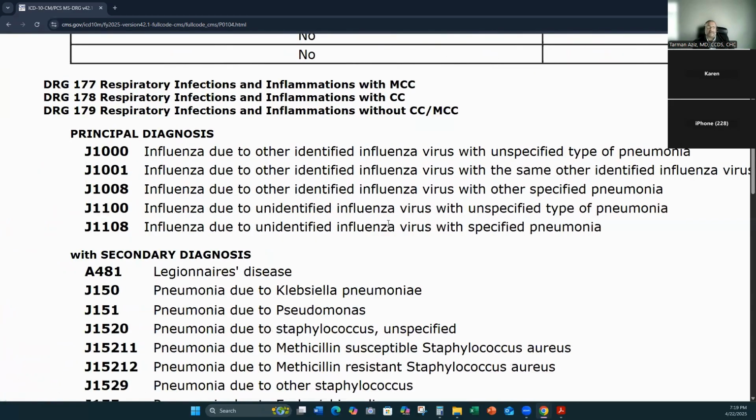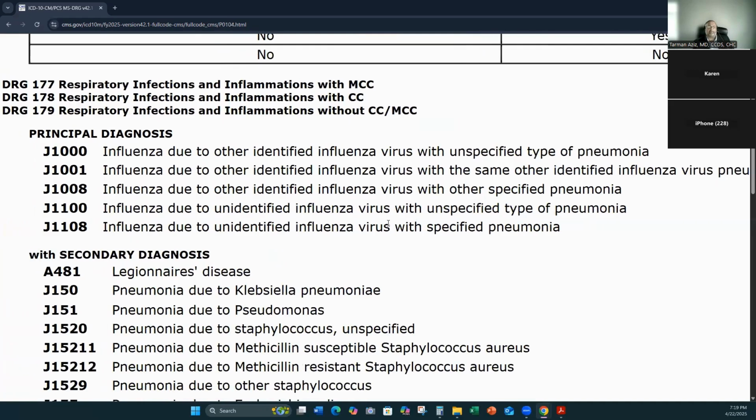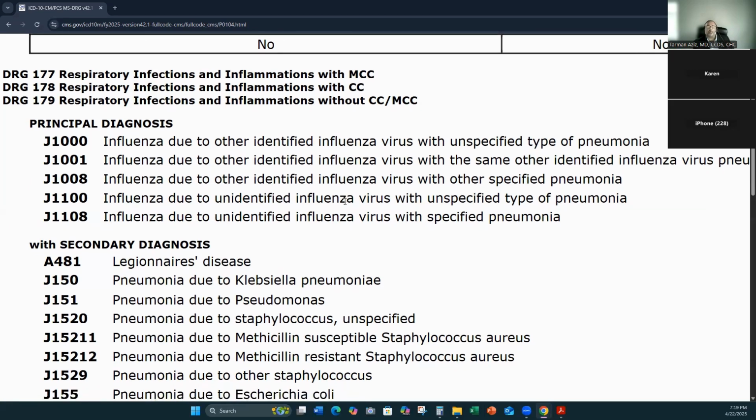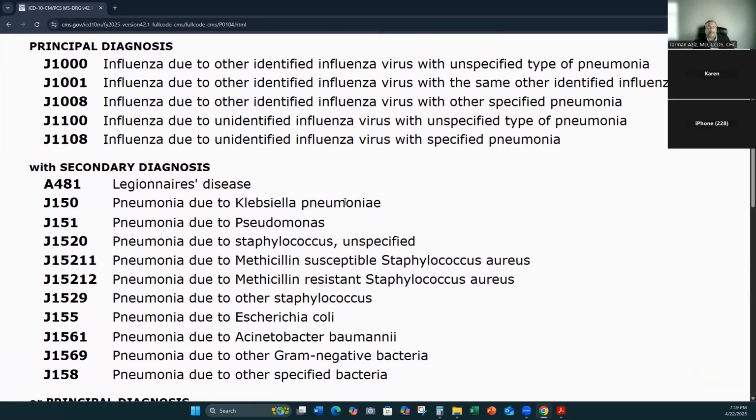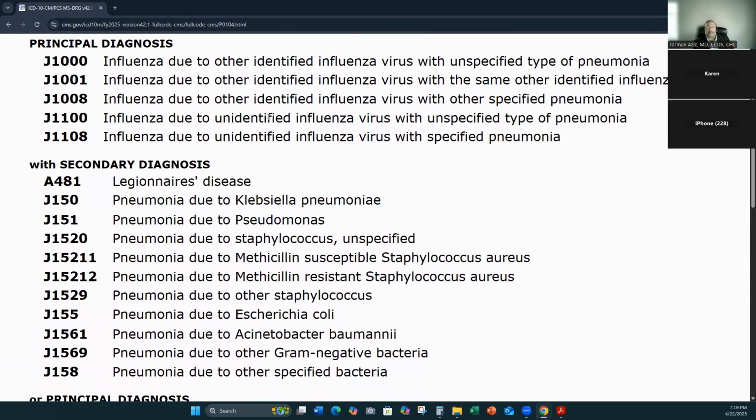So what we can see here is if any of these influenza codes serve as the PDX, or influenza codes where there's an associated pneumonia of some type, we end up in this family of DRGs. So what is that secondary diagnosis? What are those pneumonias that typically bring us here when they coexist with influenza? You can see them here: Legionnaires, Klebsiella, Pseudomonas, staph, whether unspecified staph or MRSA, either one, or even methicillin sensitive.